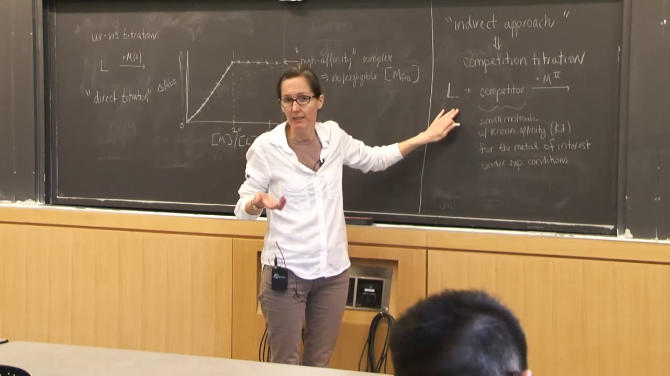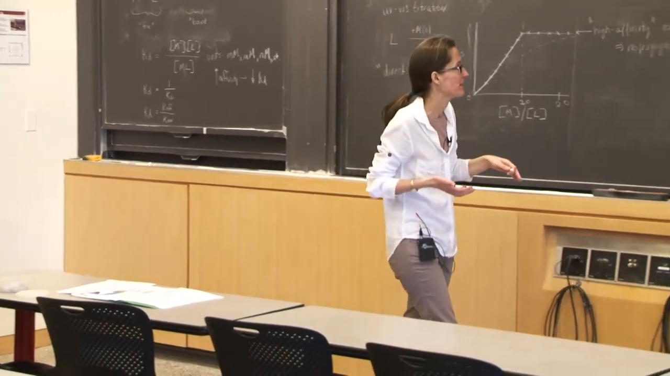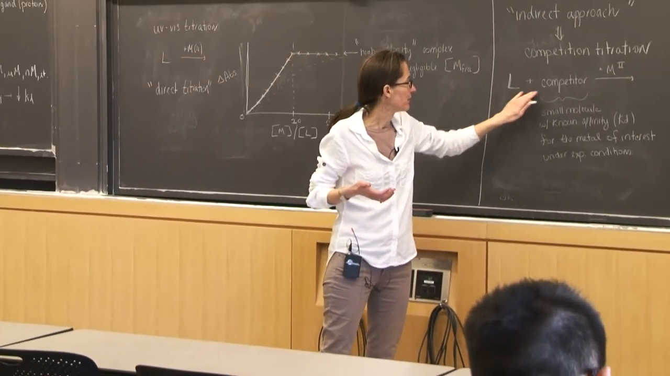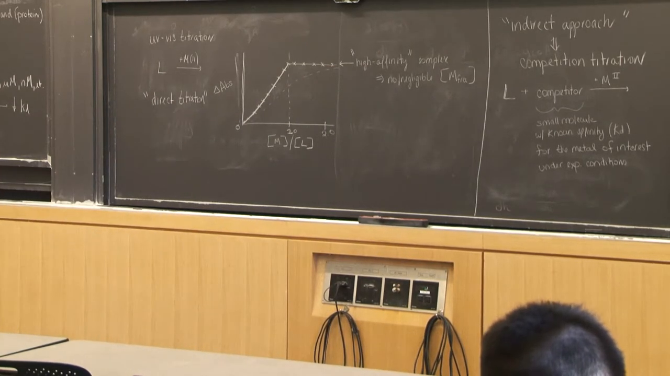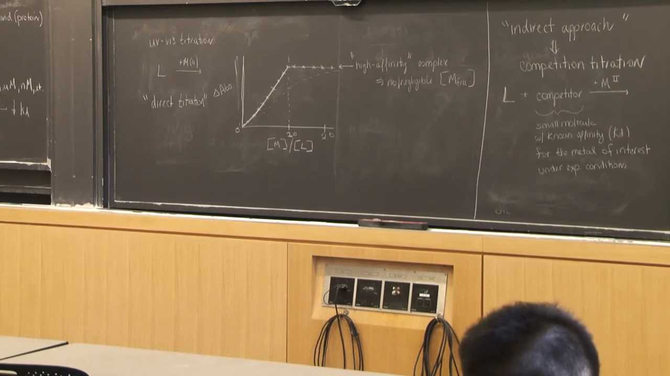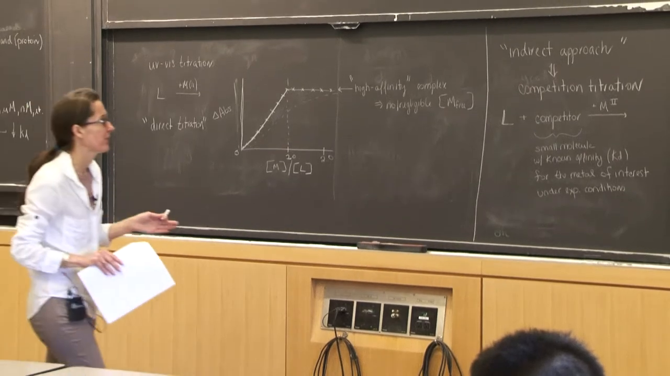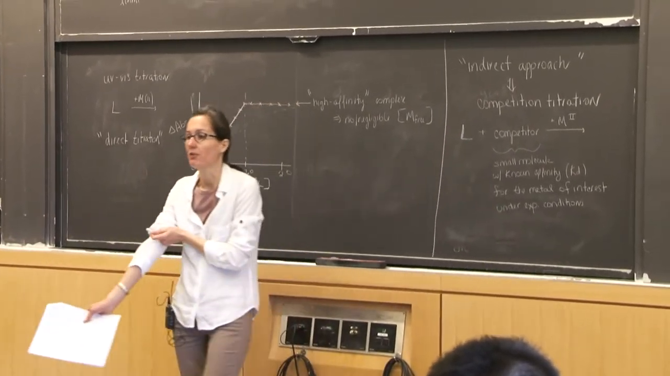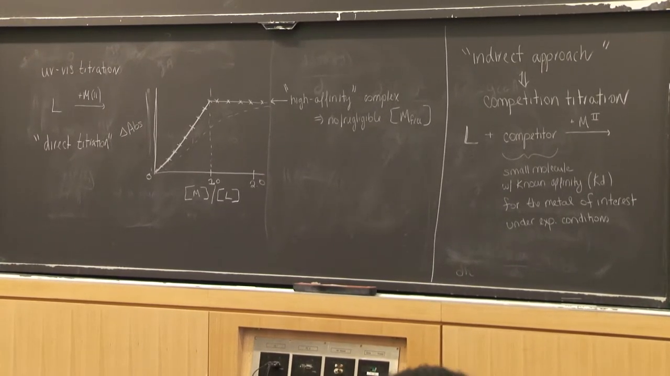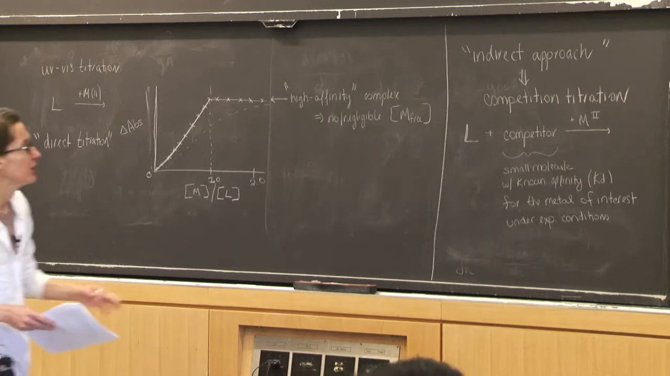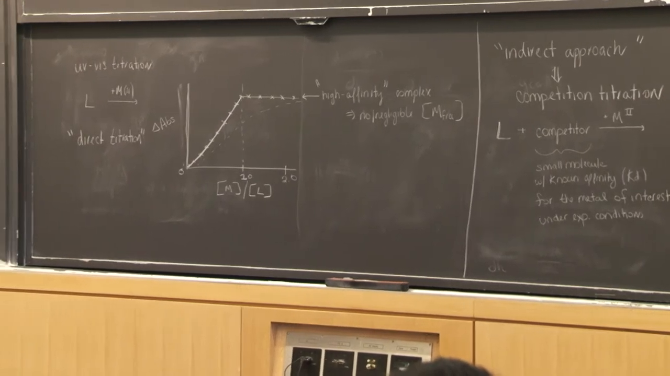So this is something that Wed talks about quite a bit in the review that was assigned, in terms of setting up these competition titrations. And so when done well, that can really be quite powerful. And there are many other themes and variations about how to do that, but just keep in mind that if your binding event is too tight to measure by a direct titration, you want to think about a way to do a competition titration here.